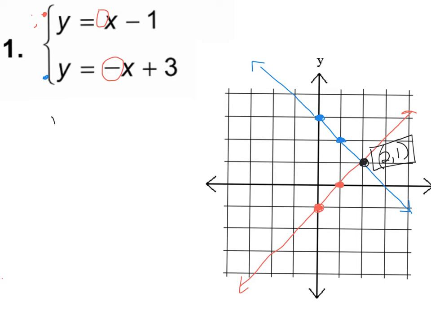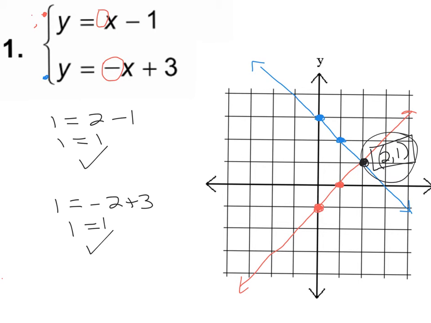So we're going to take 2, 1 and plug it into both of our equations. I'm going to plug in 1 for y and 2 for x, and I get 1 = 1. So the first equation works. The second equation, I'm going to plug in 1 and 2 for x, and I get 1 = 1, and that works. So since my point 2, 1 works in both my original equations, that is my final solution, 2, 1.